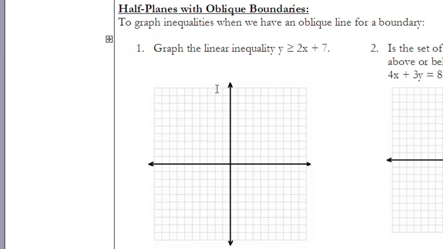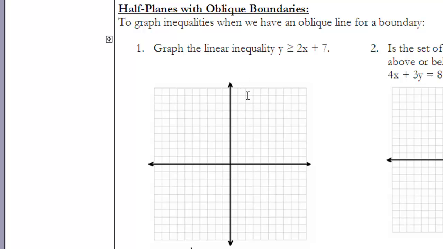Okay, most of the graphing that we're going to do in this section involves graphing a boundary that is an oblique line, neither horizontal nor vertical, but it's going to have both an x and a y value in the inequality for that line. So let's look at number 1 here. It says graph the linear inequality y is greater than or equal to 2x plus 7.